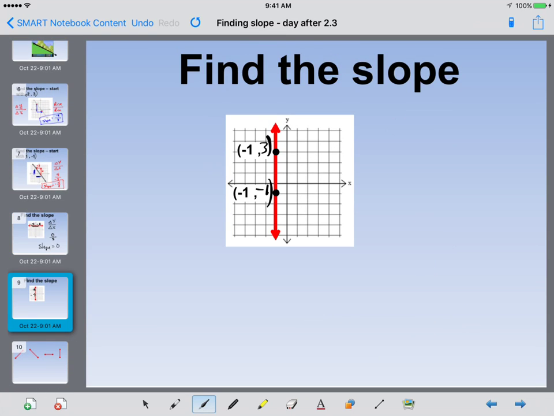If you were to find the slope here, you would have a change in your y's. So the y values go from 3 to -1, so the y's will go down 4. But the x's don't change. It doesn't go left or right, so there's a 0 in the bottom. And hopefully you know the rule that you can never divide by 0. So this slope is undefined.